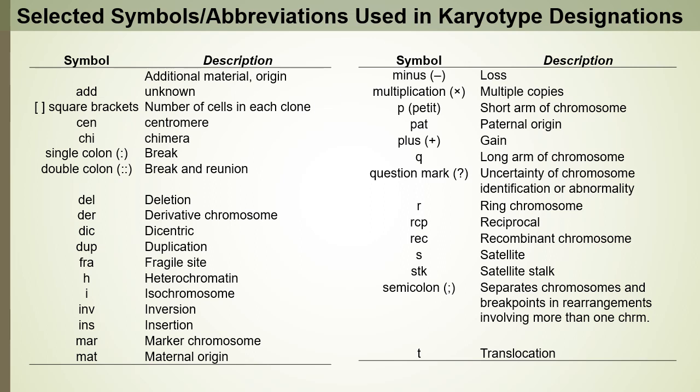There are many abbreviations used to describe a karyotype. A few are listed in the table. Say, to designate deletion, del is written. To designate inversion, inv is written. To designate translocation, a small t is written.